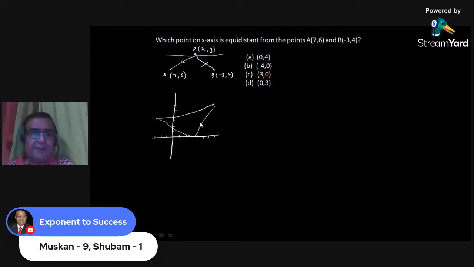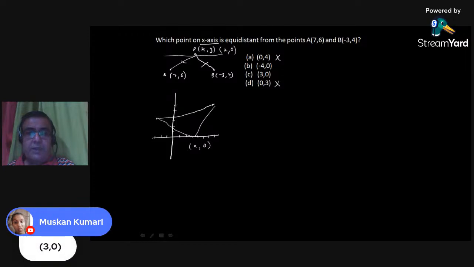Anyways, we'll have to use the distance formula, but we know one thing: they are saying which point on x-axis, so that means the y coordinate will have to be 0. So x comma 0. So the coordinates of point P will be x comma 0. We just have to find the value of x. That means the first option and the last option is already incorrect because they are not in the correct form. Okay, Muskan says that it is 3 comma 0.